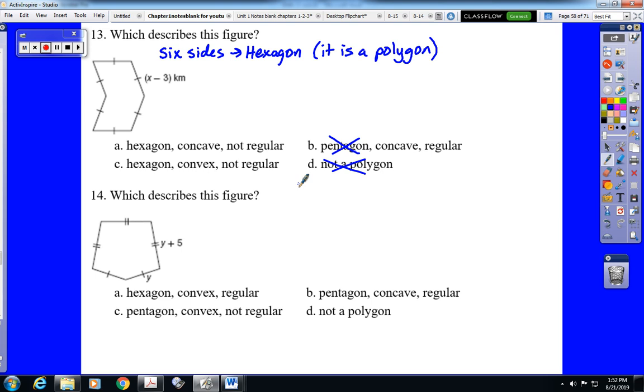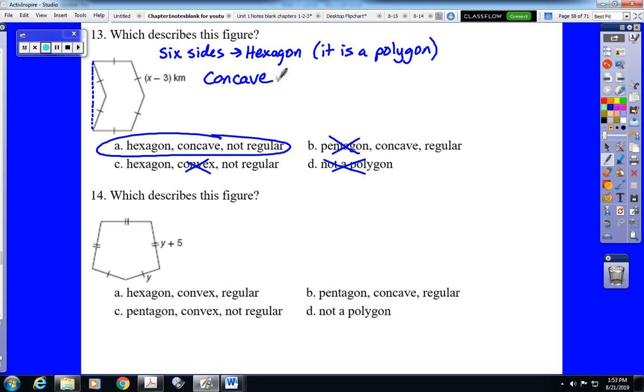Now, it's obviously not a regular shape because not all of the angles are the same. It is equilateral, but it's not equiangular, which means it can't be regular. So the major difference here is convex versus concave. Again, if we can draw even one diagonal in the shape that is outside of the shape, that makes it concave. So this is not convex, it is concave.